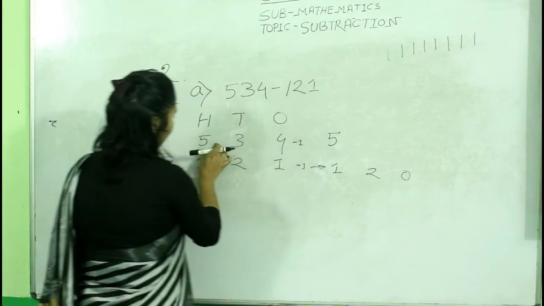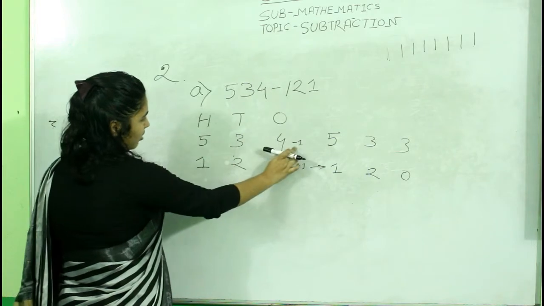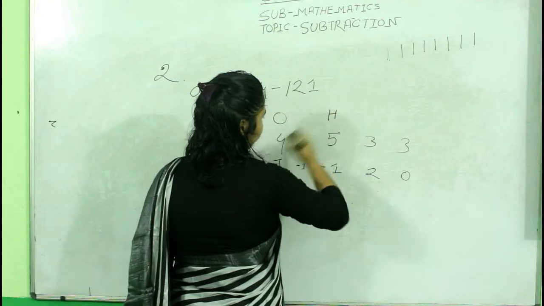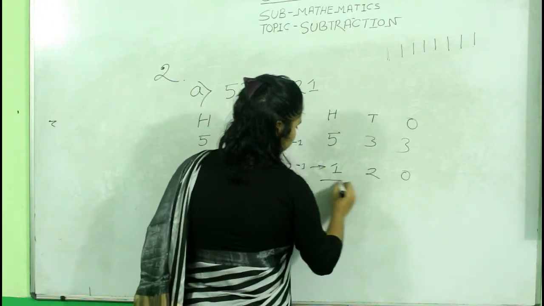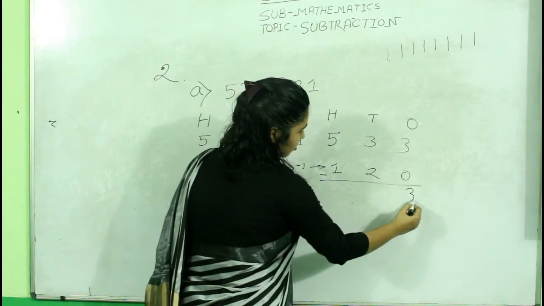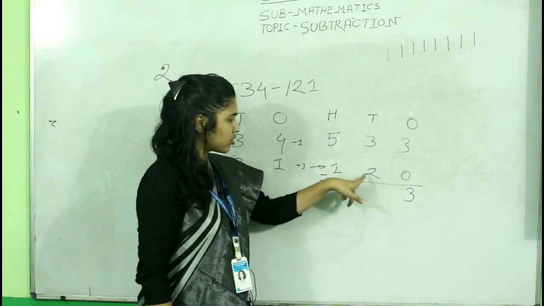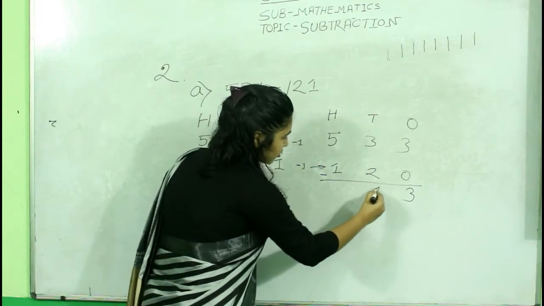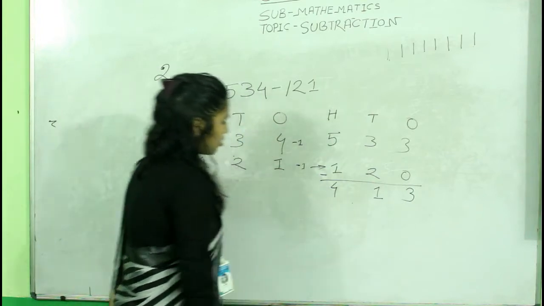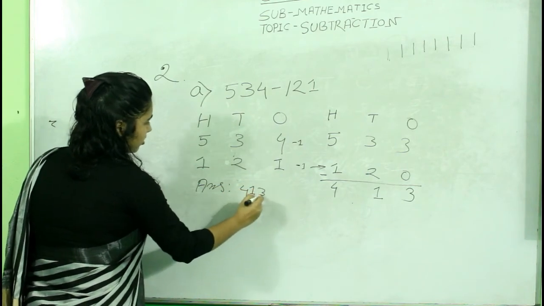It will give us 533. Subtract 1 from 534, that means 533. This is hundreds place, tens place, and this is ones place. Now subtract. 3 minus 0, we will get 3. Next 3 is more than 2, so subtract 2 from 3. It will give us 1, and then subtract 1 from 5, that means 4. So our answer is 413.